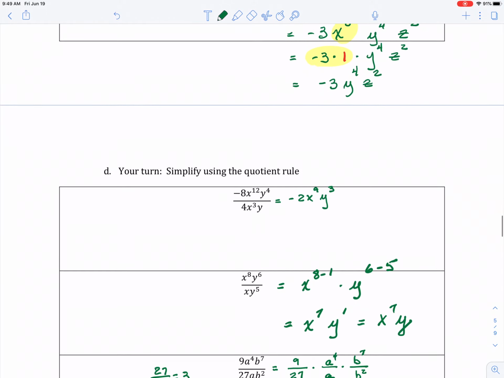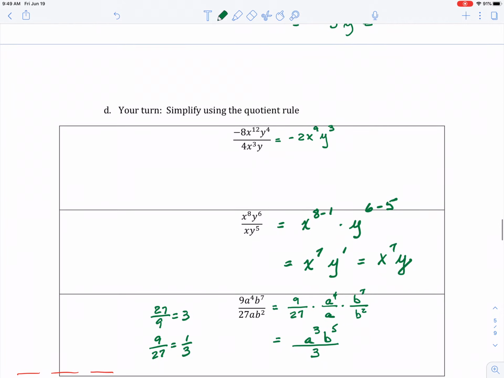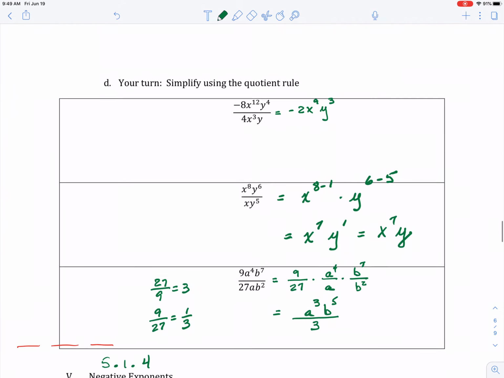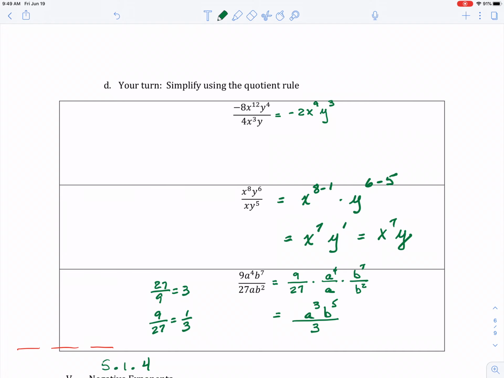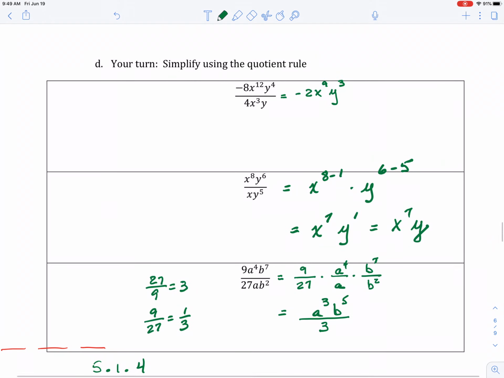All right, so here's some I've already got worked out. Again, I thought I would just scroll and put those on the screen for you. Maybe you could practice those on your own and check to make sure that you're getting the same results that I've got. Okay, so that's our quotient rule.